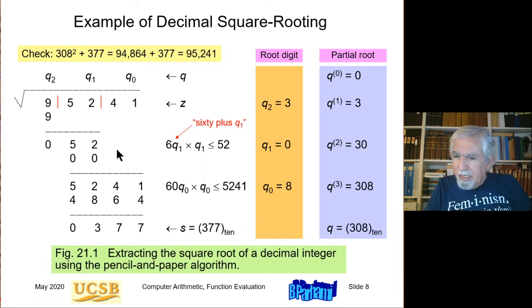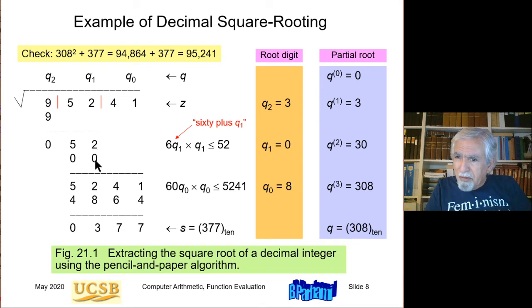So this is the key step in manual square rooting. I have to determine the largest value of Q1 that satisfies this inequality. So that's 60 plus Q1 times Q1 less than or equal to 52. It's easy to see that even 1 is too large a choice for Q1 because 61 times 1 is 61. Does not satisfy this inequality, so the next quotient digit will be 0. The next partial root will be 30. Okay?